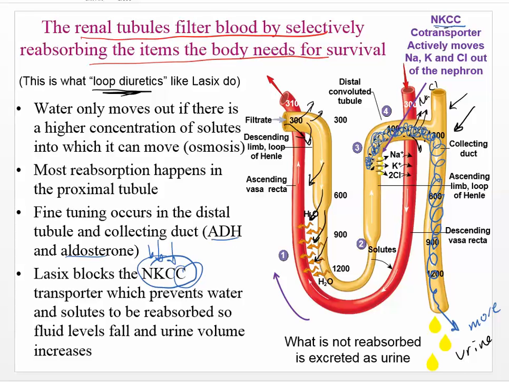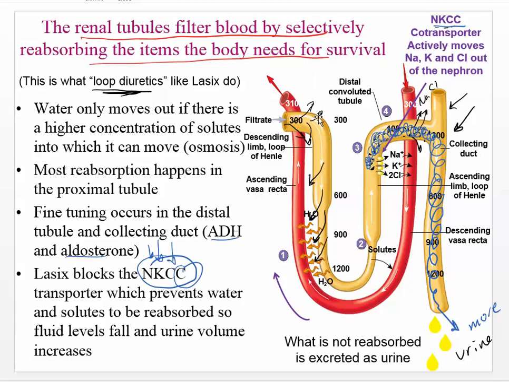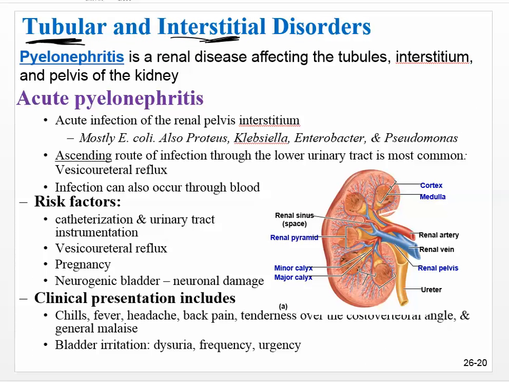All right. So keeping that in mind, we're going to talk about some tubular and interstitial disorders. We're talking about the nephron tubule, which is the yellow parts here. Those are the nephron tubules.